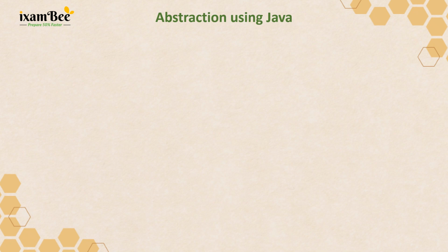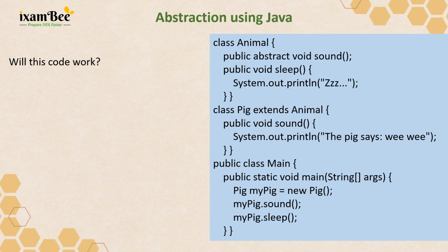Now let us look into certain scenarios of coding. The question here is whether this code would work or not. If you see, we have created a class animal with an abstract void method called sound. Now you have to analyze whether this is possible or not. The answer would be that this will not be possible because abstract methods can only reside in an abstract class. Here you see that we have not preceded the class animal with the abstract keyword. That's why this code will not work.